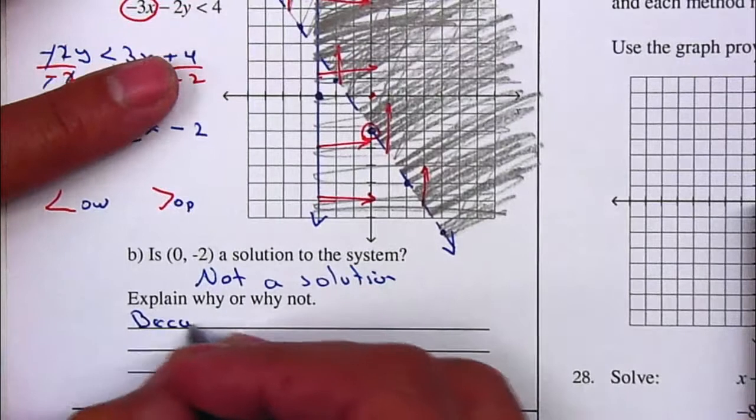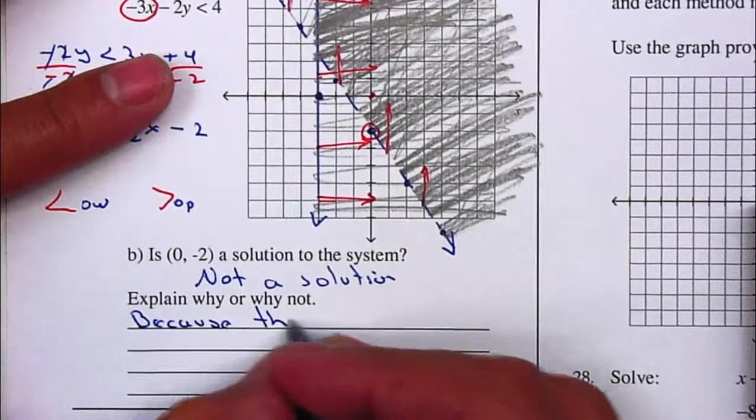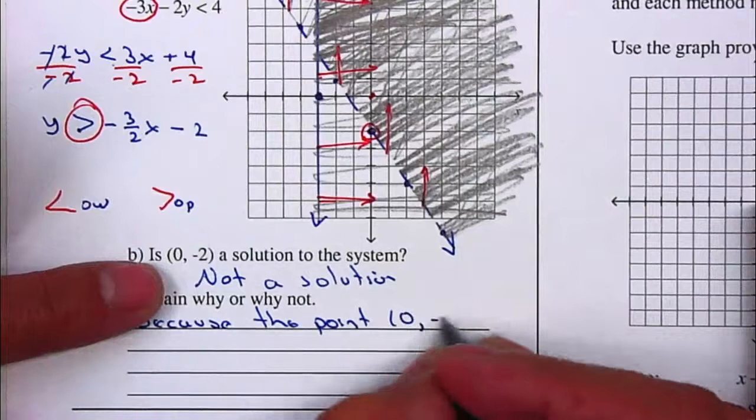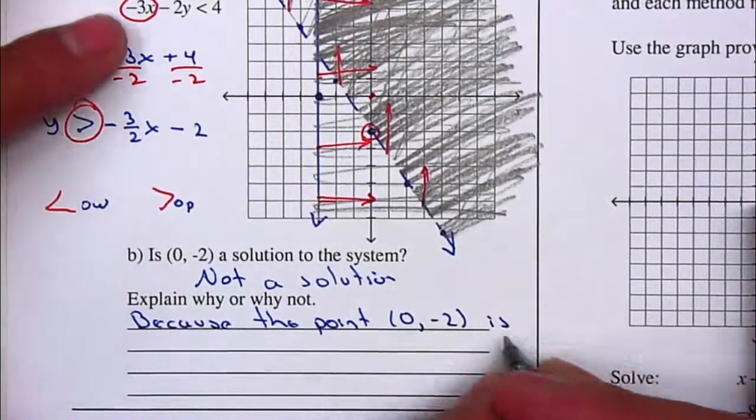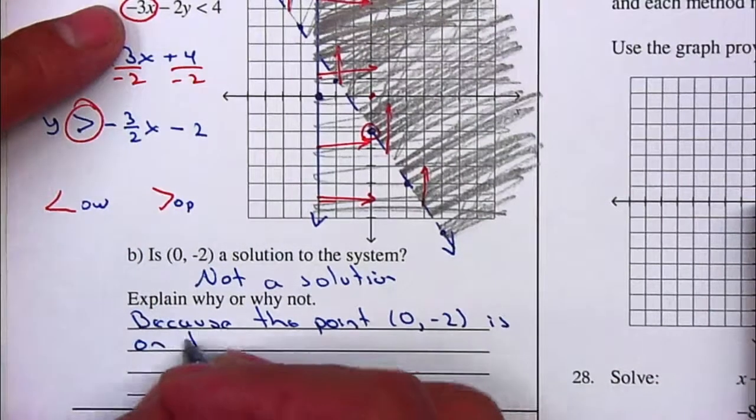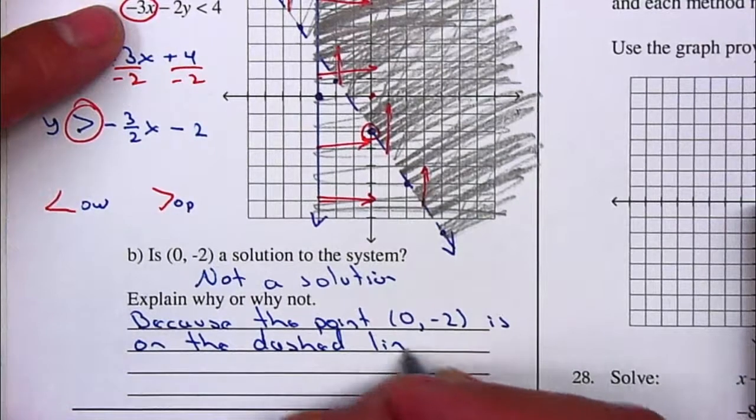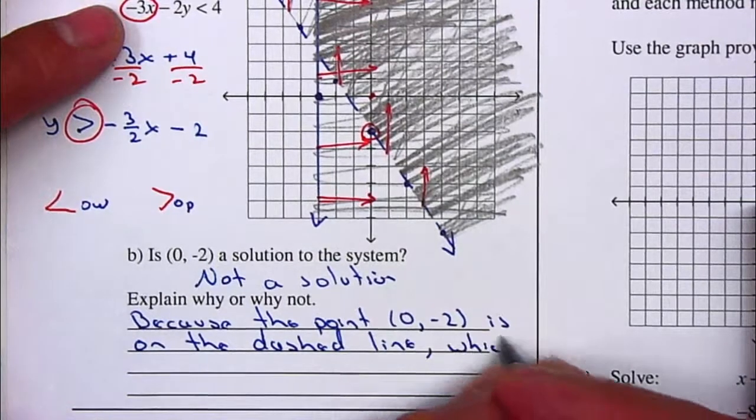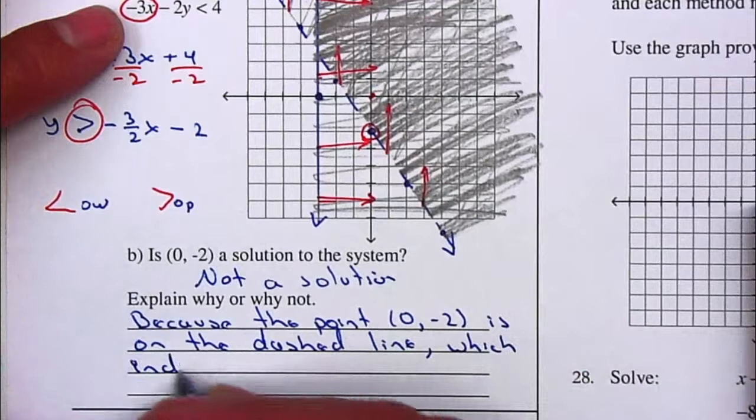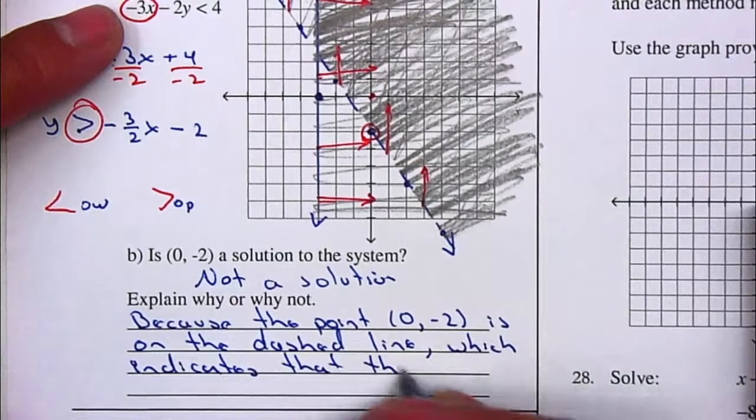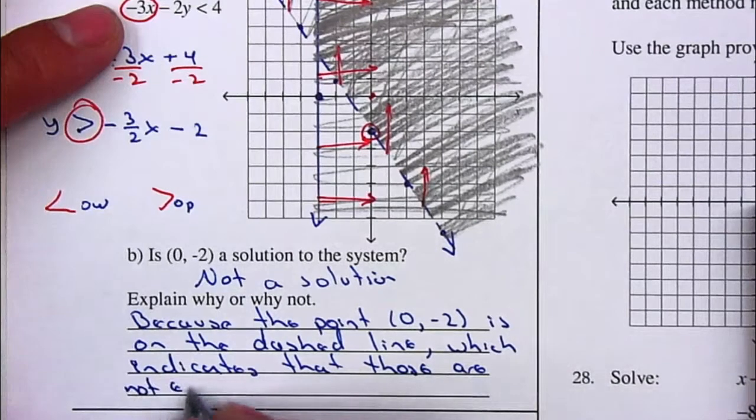Because the point, make sure that you are very specific. (0, -2) is on the dashed line, which indicates that those points are not equal or part of the solution.